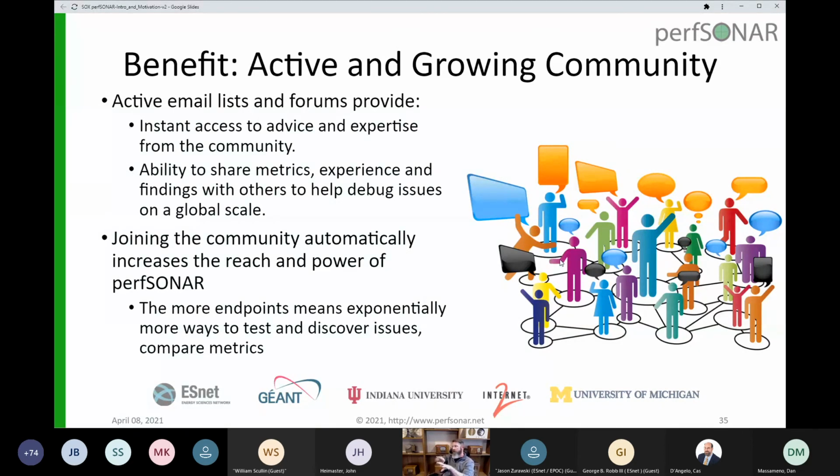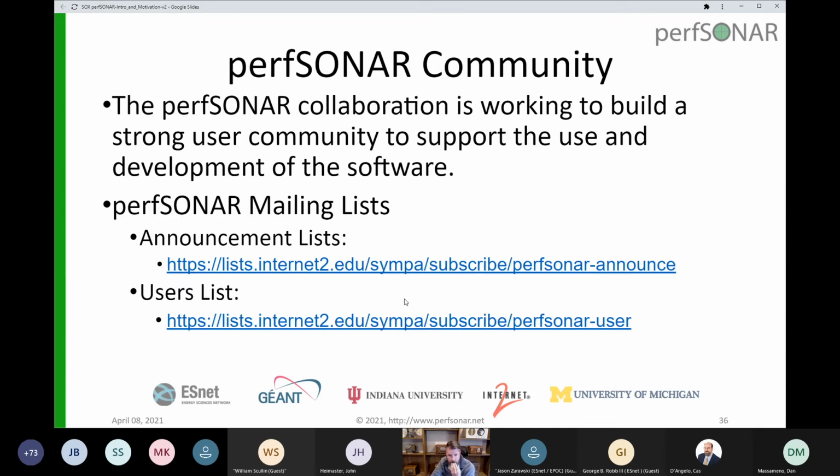So the visibility, the ability to be a part of that community and understand what performance looks like, and have those kinds of baseline tests and also ad hoc one-off tests, is a real benefit. The more nodes out there, the more visibility we all have to be able to understand performance.